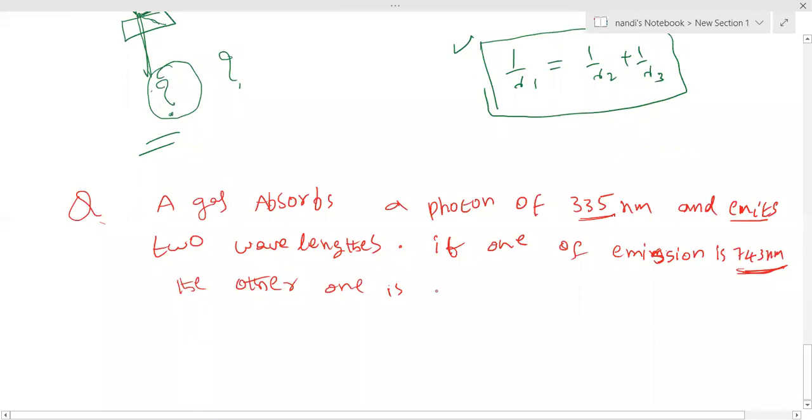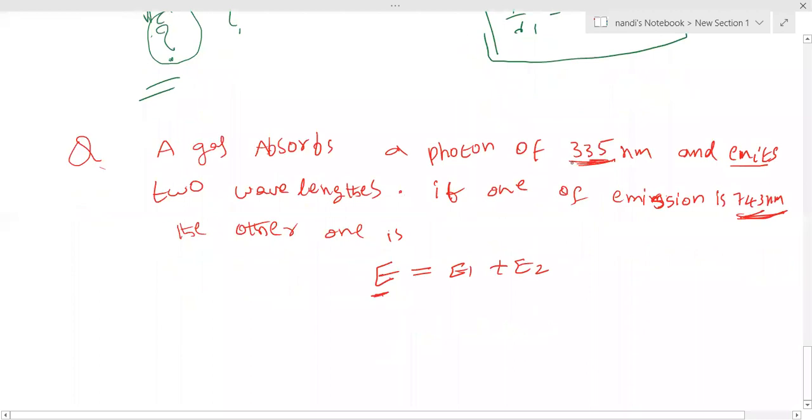Whatever they have given, we can do in terms of energy only, sir. Assume the first one is E, and it emitted two photons. This one photon is E1, and the other photon, which we don't know, is E2. You should not think directly: small wavelength means high energy, and energy and wavelength are inversely proportional. Your thinking should follow this pattern, sir.